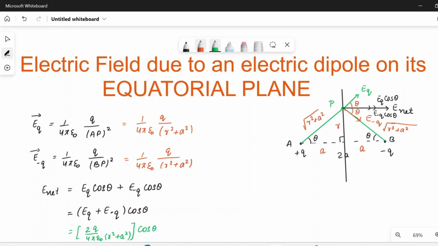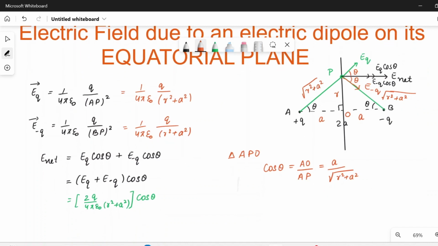Let's take the triangle PA and call any point O. So in triangle A, P, O, what will be our cos theta? Cos theta will be base AO upon hypotenuse AP. AO is what? A. And AP is what? Root under R square plus A square. Can I take, sir, POB? Yes, you can. You will get the same result.